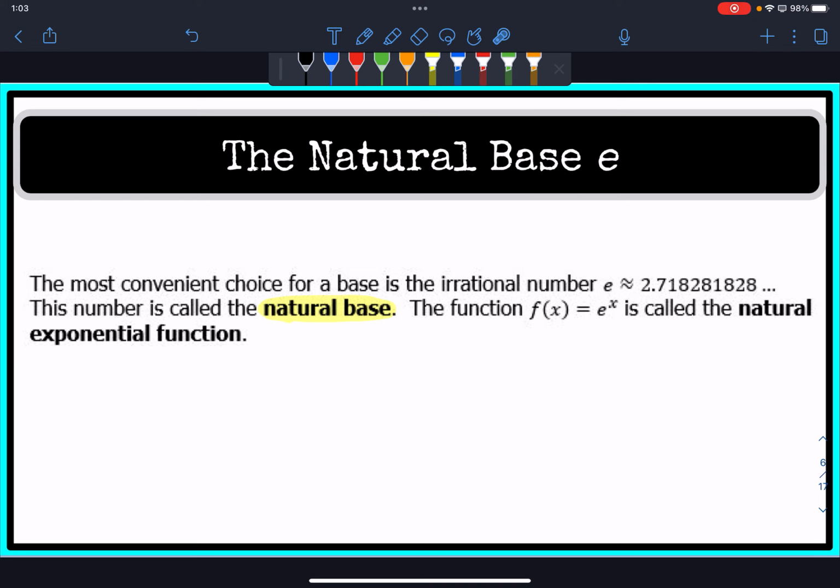Now the function where we use e as the base of an exponential function is called the natural exponential function, again because of the base e, the natural base. What we're going to learn to do is focus on how to graph these types of functions, following again some key characteristics of exponential functions.